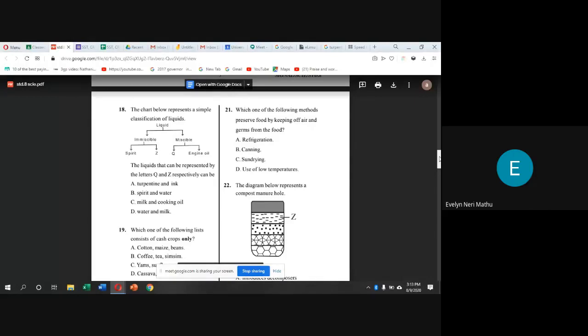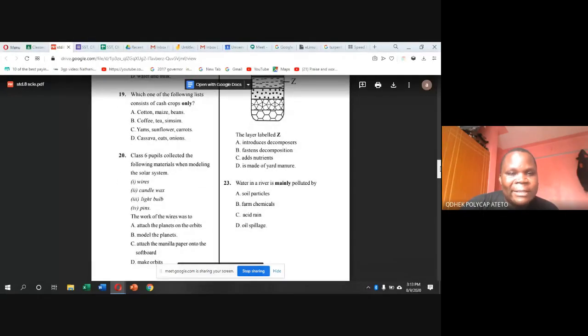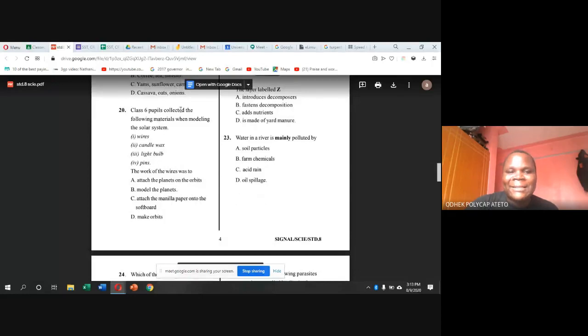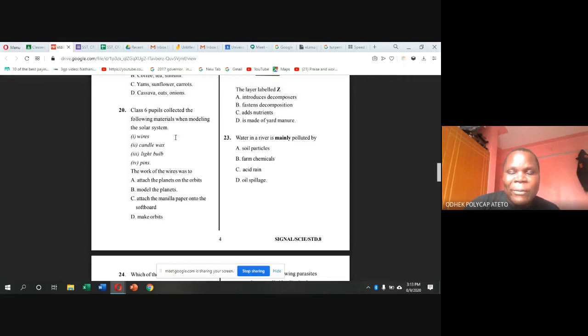Number 20. Class 6 pupils collected the following materials when modeling the solar system. When we are talking about the experimental question where we have the procedure, make sure you know the materials and their functions. The work of the wire was to do what? This question was tested in 2015, where we have bulb, wire. So what do you think? Is it to attach the planet on the orbits, or model the planets, or attach the manila paper on the softboard, or make orbits? Because we already have candle works, we are not going to talk about the model.